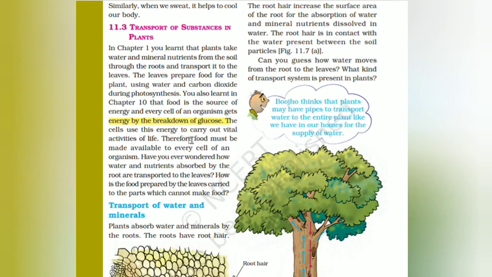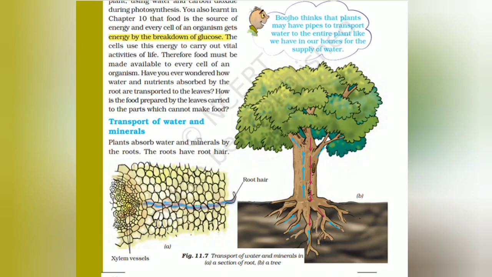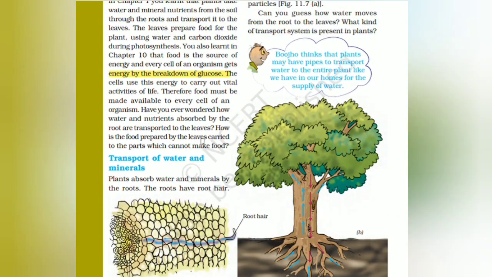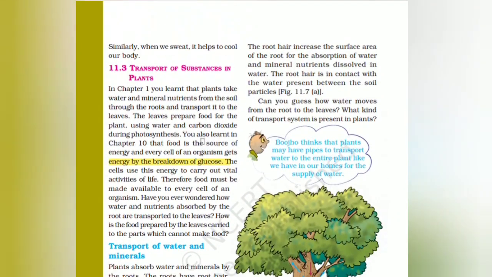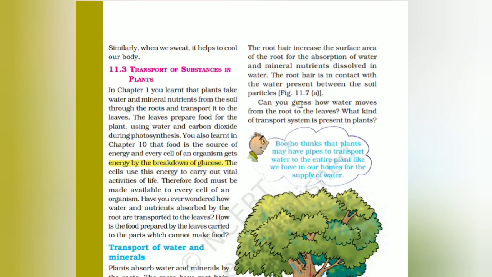Transport of water and minerals. Plants absorb water and minerals by their roots. The root has root hair. The root hair increases the surface area of the root for the absorption of water and mineral nutrients that are dissolved in water. The root hair is in contact with water present between the soil particles.